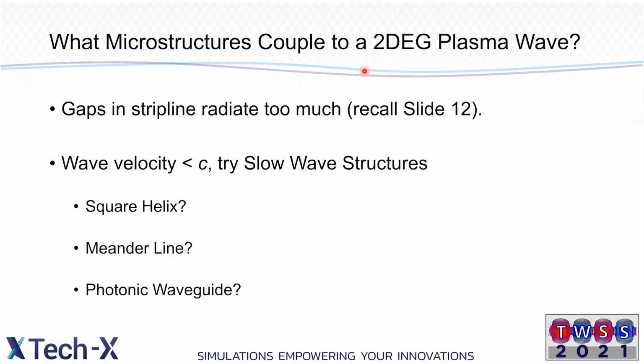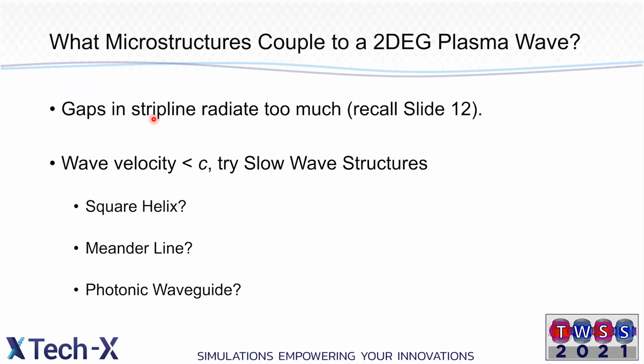Okay, so that's a description of the two-dimensional plasma wave. What can we do with it? Well, you recall back on slide 12, I tried to excite it. That strip line didn't work too well because if you remember, we had all of those waves coming down from it. So basically, if you just try to put a gap in a strip line and use that to couple to the 2DEG wave, to the plasma wave, it doesn't work very well. It pretty much mostly just radiates out into space.